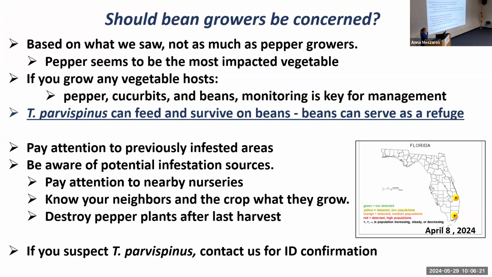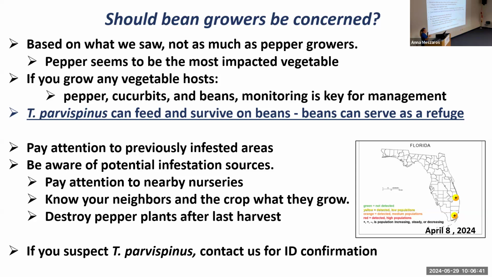And just to sum up, again, should bean growers be concerned? Based on what we saw, based on all these surveys and everything, not as much as pepper growers, luckily. Pepper seemed to be the most impacted vegetable and the most preferred host, probably. If you grow any vegetable host, pepper, cucurbits, beans, monitoring is key.